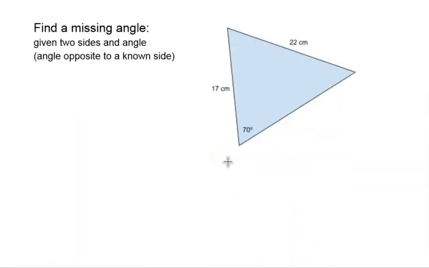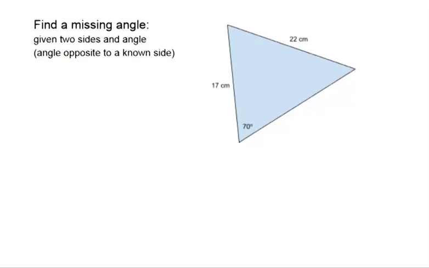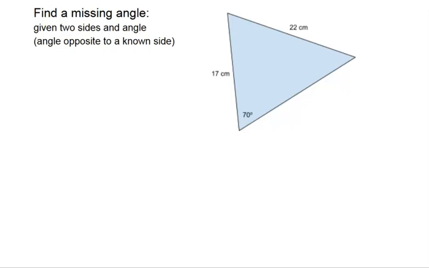Finding a missing angle. Now, there is an important part here that you got to watch out for. You have to know you're given two sides and an angle. One of those sides has to be opposite to the known angle. Otherwise, we have to invoke something called the law of cosines, which is in a different video.